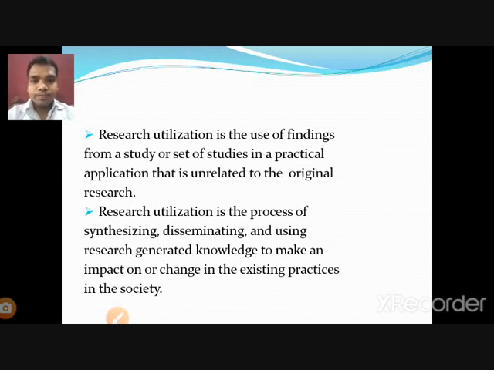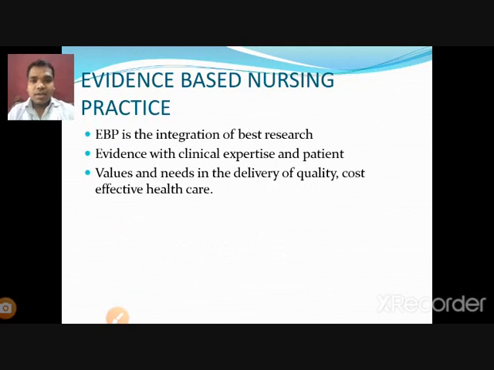Next we see evidence-based nursing practice. Evidence-based nursing practice, called EBP, is the integration of best research evidence with clinical expertise and patient values and needs in the delivery of quality, cost-effective health care. EBP is the integration of best research.